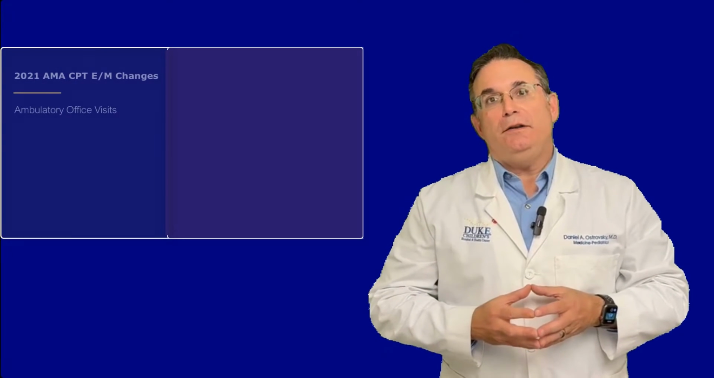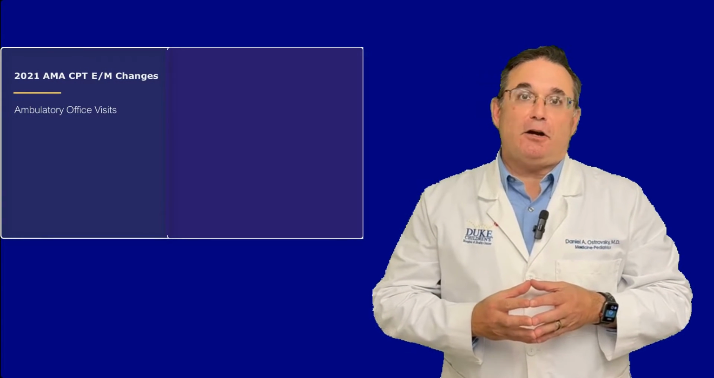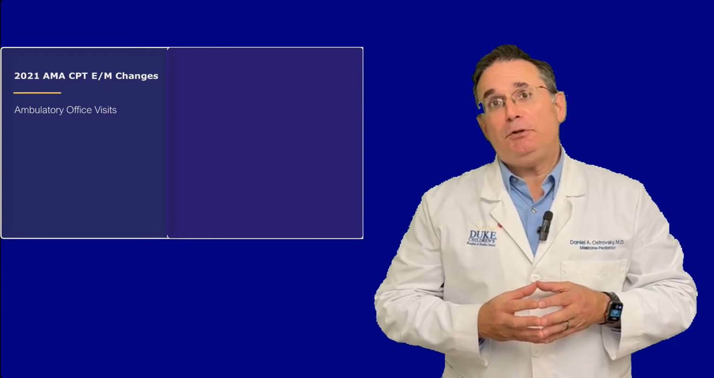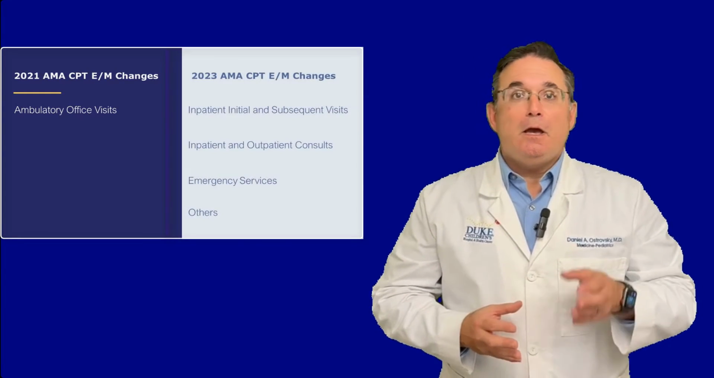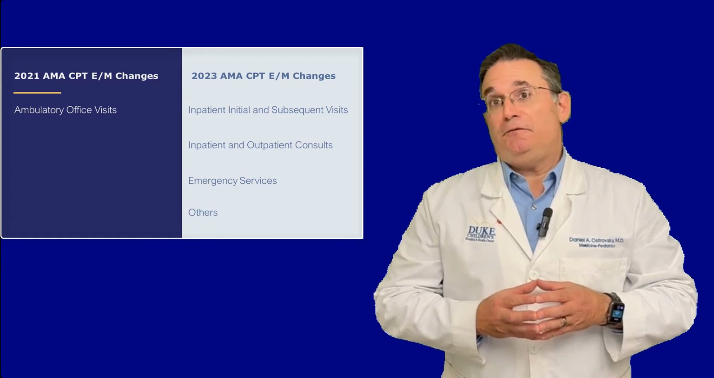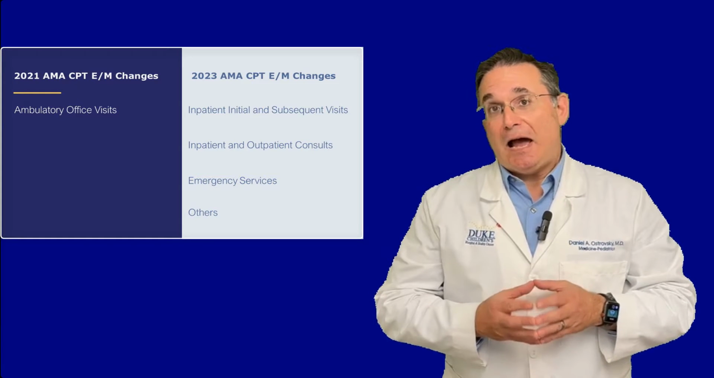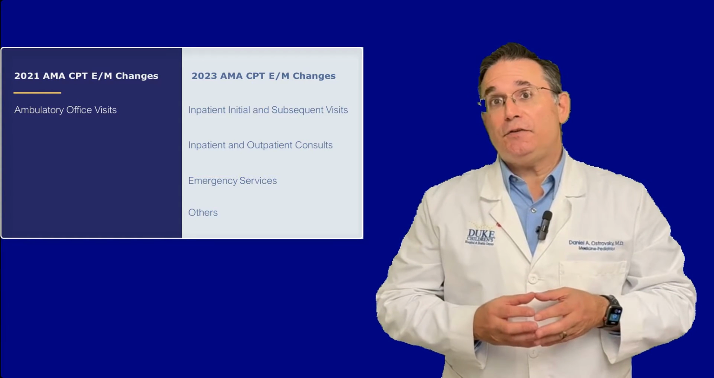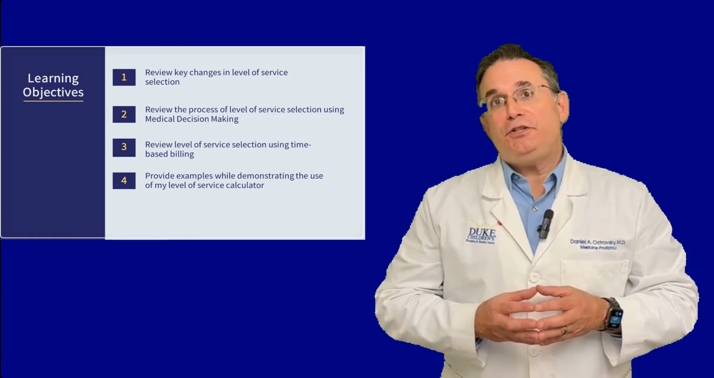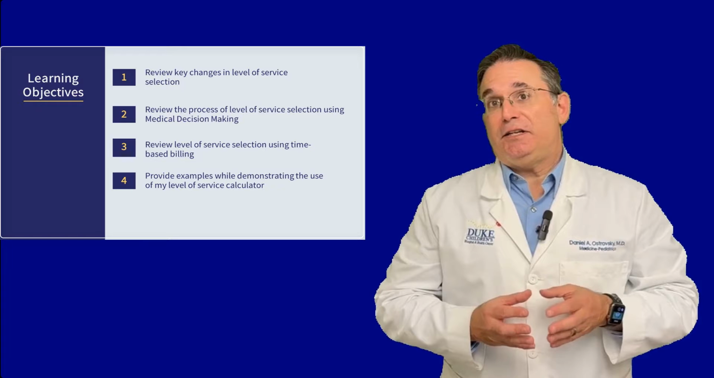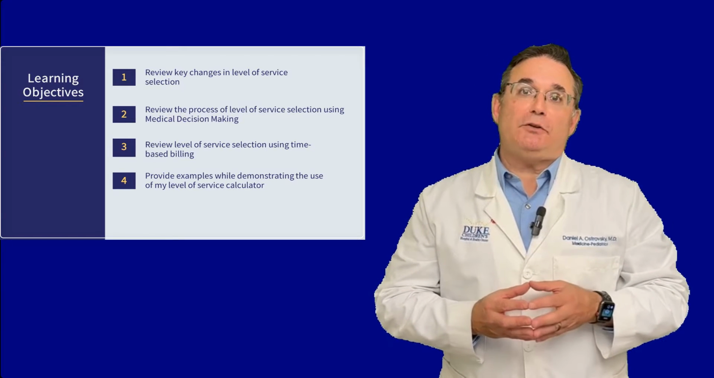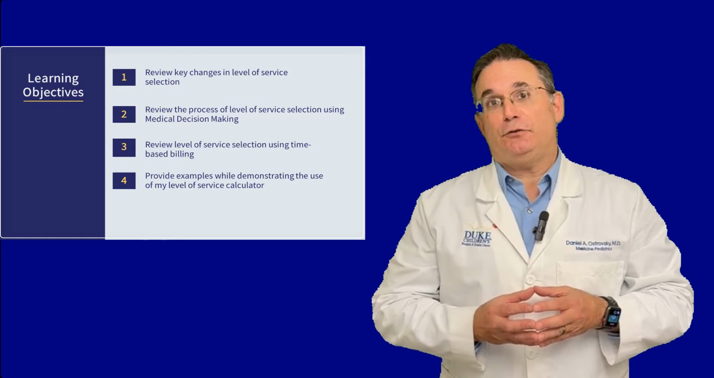In 2021, the AMA significantly revised the documentation requirements and methodology for selecting a level of service for ambulatory office encounters. The 2023 revisions extend these changes to inpatient admissions and subsequent visits, inpatient consults, outpatient consults, emergency services, in addition to others. In this video, I will review the changes, go through the steps for selecting a level of service, address time-based billing, and provide examples while demonstrating the use of my level of service calculator.